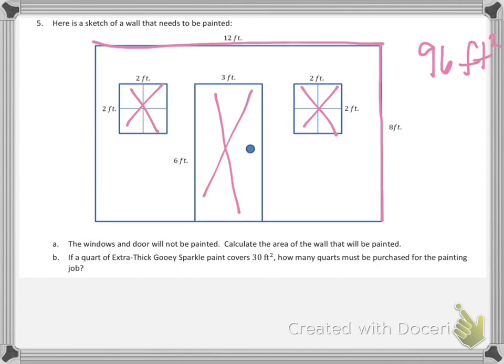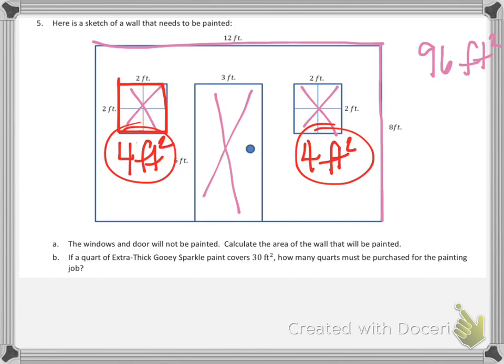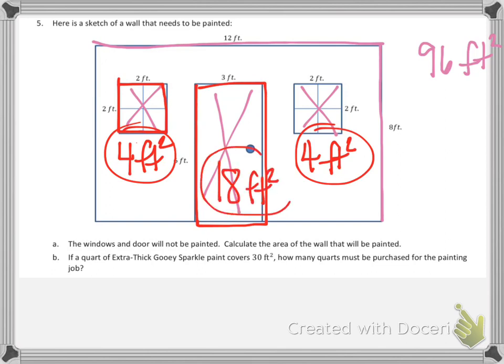That's the entire wall. And then I'm going to take away, let's do the takeaway in red. I'm going to take away the areas of the 2 windows. So this is a 2 by 2 rectangle. That's 4 square feet. And this one would also be 4 square feet. So those 2 I'm going to take away. And then the door is a 6 by 3 rectangle. 6 times 3 is 18. So that's 18 square feet. And I'm going to take that away.